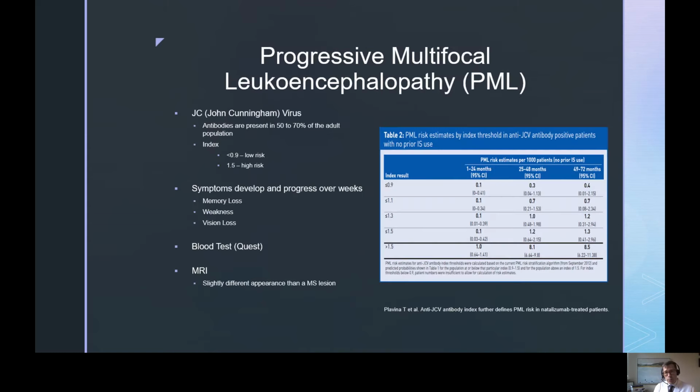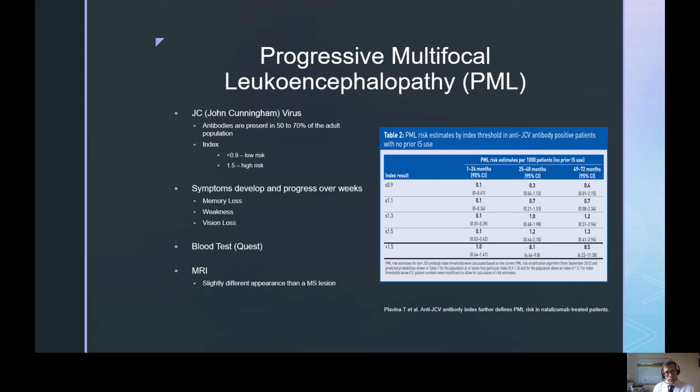So, talking more about progressive multifocal leukoencephalopathy, which we call PML, it is associated with a virus called the JC virus. And that virus is quite common. It's estimated that 50 to 70% of people have the JC virus, and we don't know how it's transmitted, and it is typically not associated with any symptoms. The virus is in the body but is dormant. However, when you're exposed to certain medications, that virus may cross over into the brain and cause an inflammation, an infection, which we term PML.